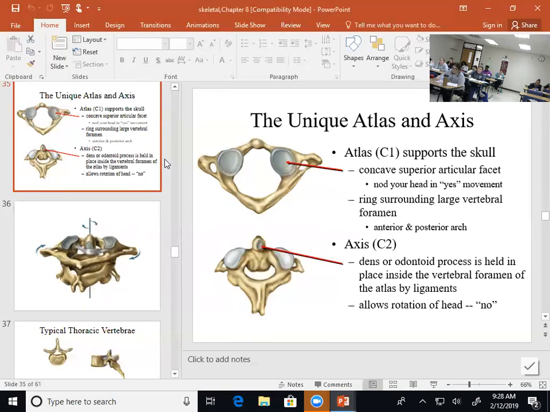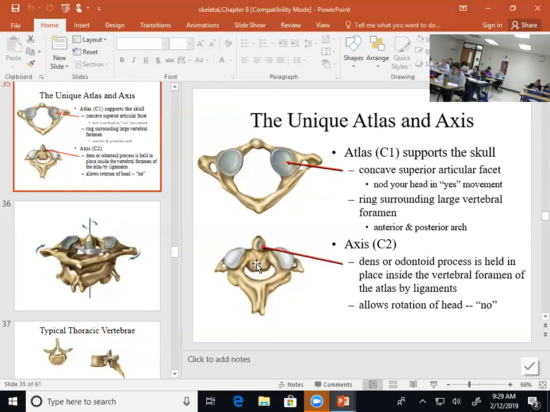Now the axis is C2, the one beneath it, and the axis has this little process. We know a process is a projection, don't we? It almost looks like a tooth, doesn't it? So guess what it's called? Odontoid process. It's also called the dens. I don't care if you call it the dens or the odontoid process, but it does look like a little tooth. Now, do you think bones have processes willy-nilly for no reason, or do they serve a function? They serve a function. This little thing sticking up like a tooth is so that you can make this movement. You can make this movement because of that process. There is a joint there that's allowing for that.